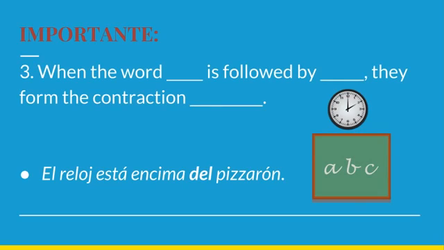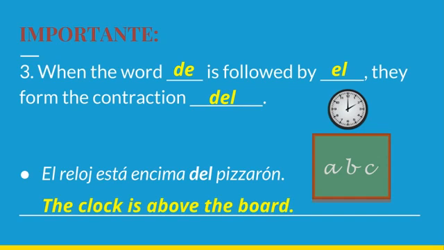Another important thing to keep in mind is when the word de is followed by the word el, they form together the contraction del. So anytime you're going to use a prepositional phrase with a singular masculine noun, you're going to form del. So for example, el reloj está encima del pizarrón. So what happened here is it had encima de, and then el pizarrón, of the board. So they form together to form del, above the board. So just remember, anytime in anything you're writing de and el next to each other, they're going to form del.